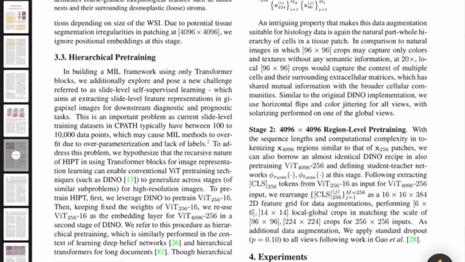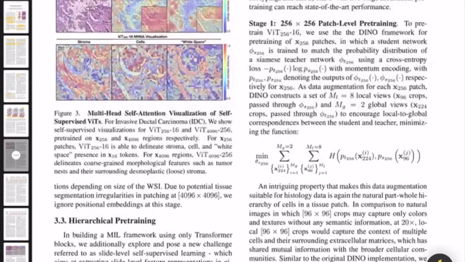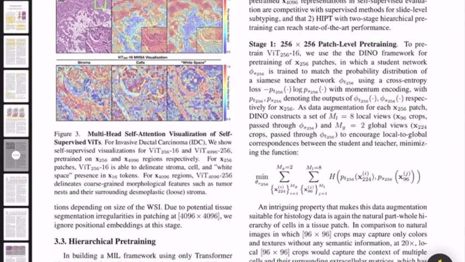However, the pre-trained region-level representations still outperform weakly supervised methods and other embeddings in cancer subtype classification tasks, as we will discuss later. Now let's discuss how pre-training is done using the DINO framework. I'm linking the DINO paper in the description below, but I will briefly describe how they use it in this paper.